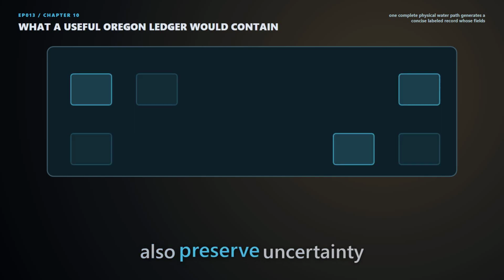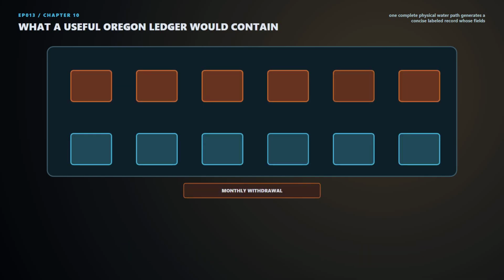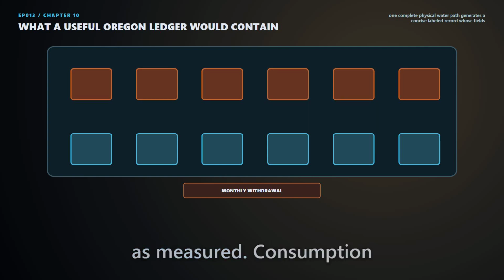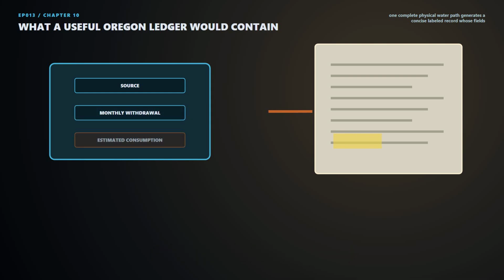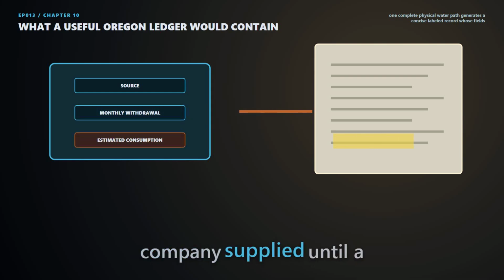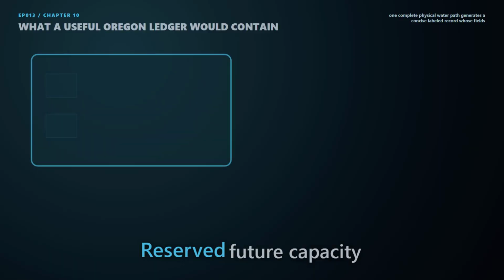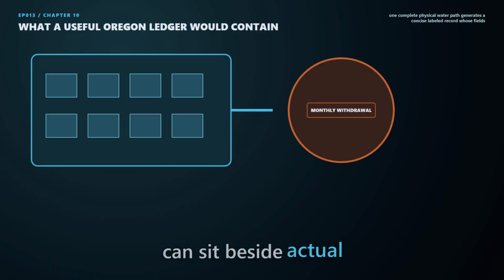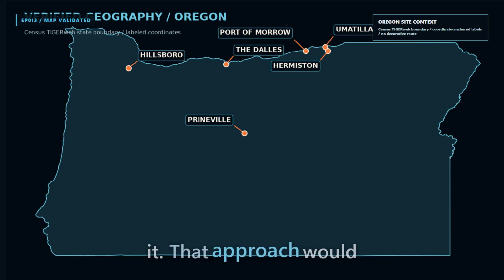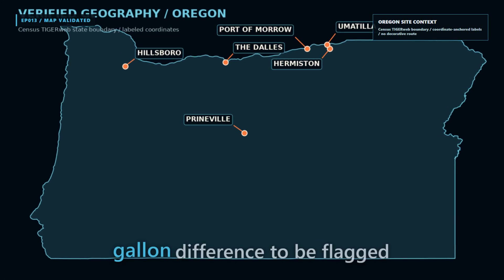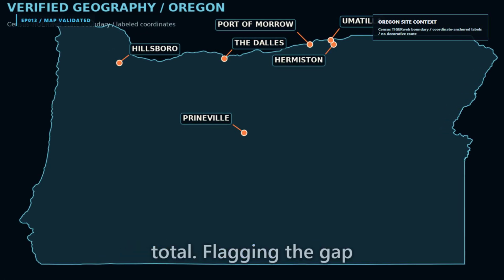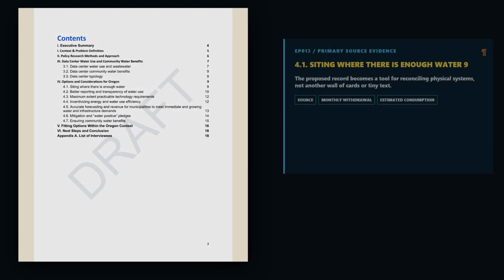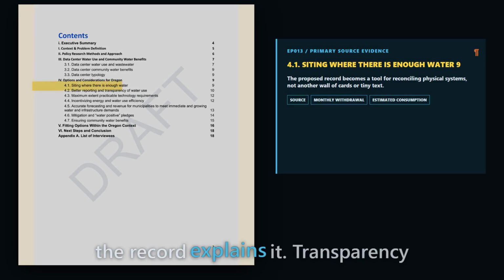The state can also preserve uncertainty instead of hiding it. Metered withdrawal can be reported as measured. Consumption based on an evaporation estimate can be labeled estimated. A company-supplied figure can remain company-supplied until a utility reconciles it. Reserved future capacity can sit beside actual use without being added to it. That approach would require the 41 million gallon difference to be flagged and reconciled rather than disappear inside a statewide total. Flagging the gap is not an accusation. It preserves uncertainty until the record explains it.